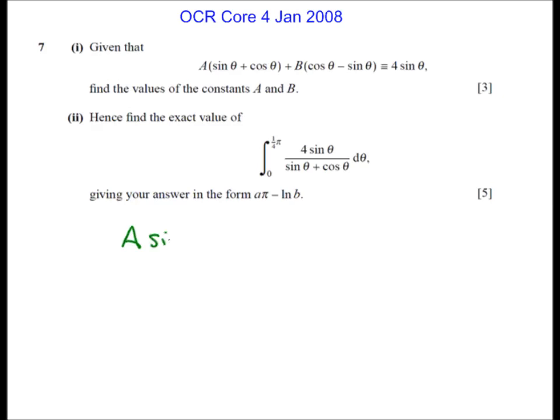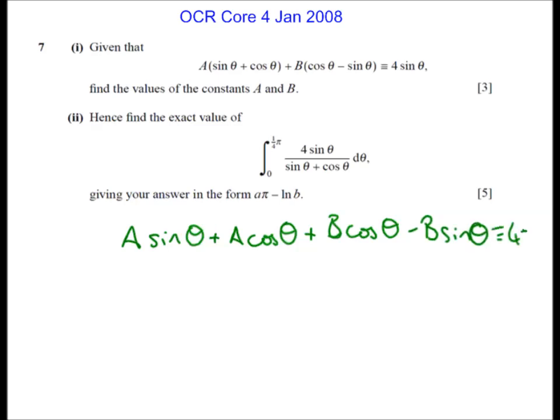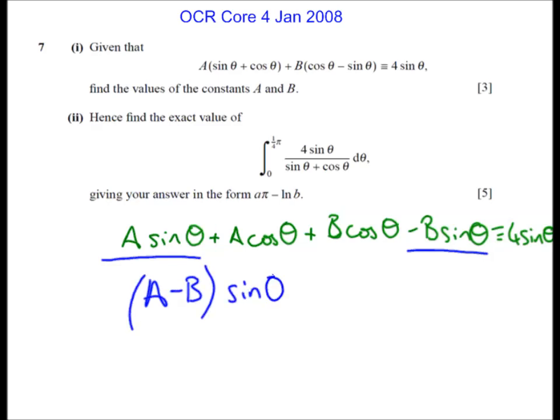So we get a sine theta plus a cos theta plus b cos theta minus b sine theta is identical to 4 sine theta. Now it doesn't matter what value of theta we put in. This will always give me 4 sine theta. So I know that the number of sine thetas must be the same. So I know that my a sine theta and my minus b sine theta must provide me with the 4 sine thetas.